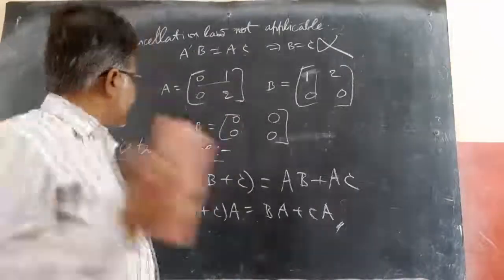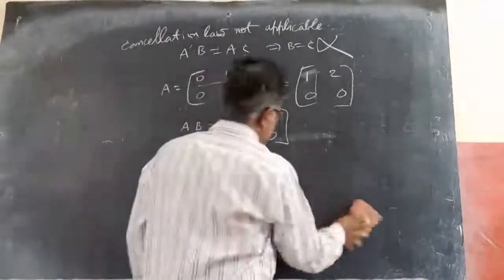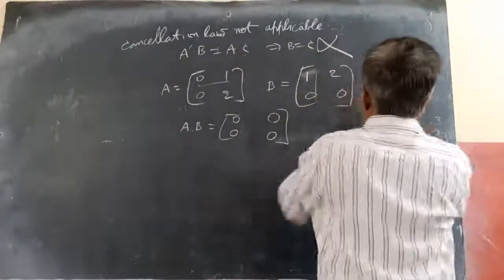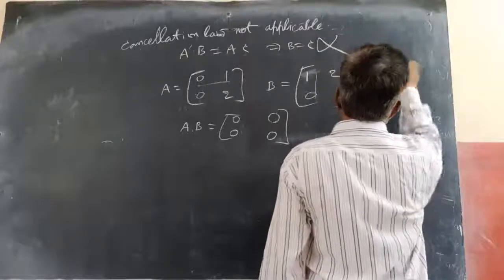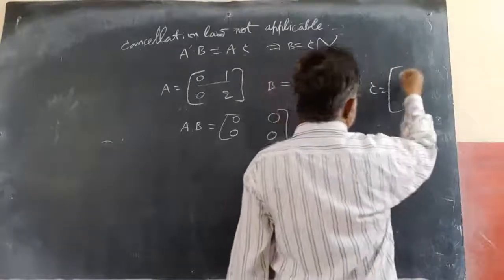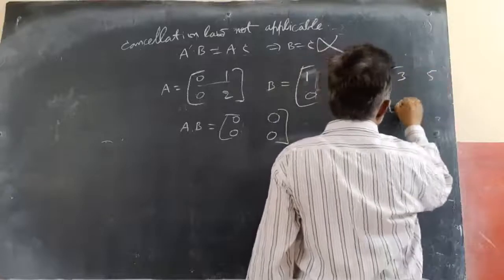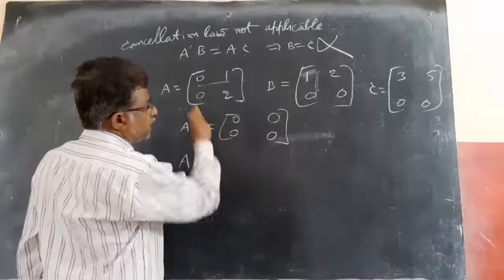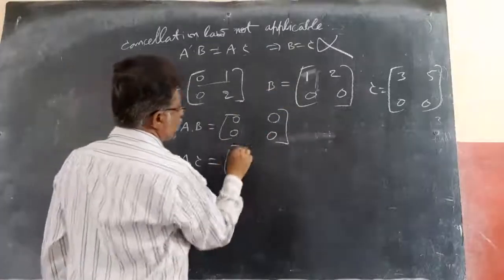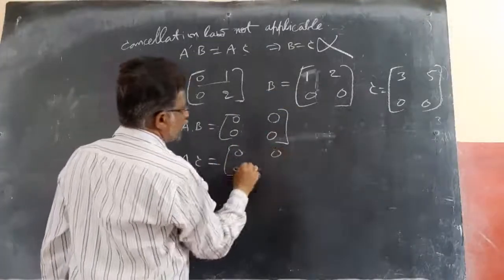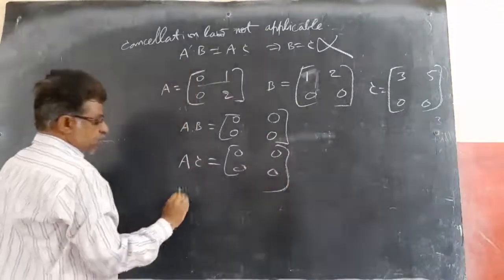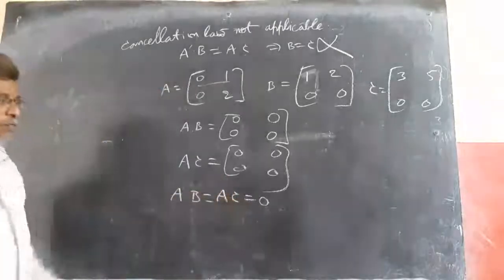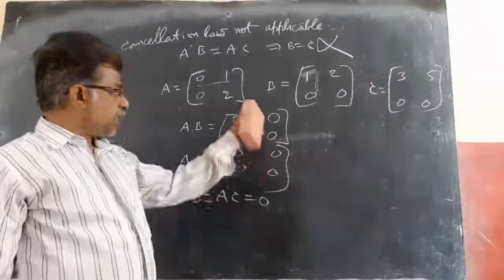Like the same, if I take some C like this, which is not equal to B. Say instead of 1, 2, I will take some other example: 3, 5, 0, 0. And find AC. What is AC now? A into C, first row with first column. 0 plus 0, 0. 0 plus 0, 0, 0, 0. And this is AB equal to AC equal to 0. Both are equal to 0. These two matrices are equal.